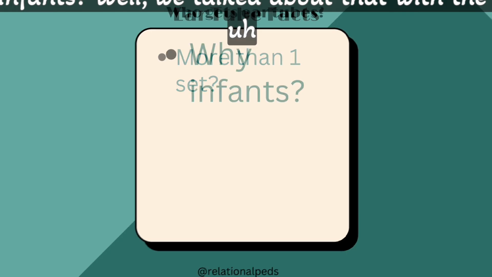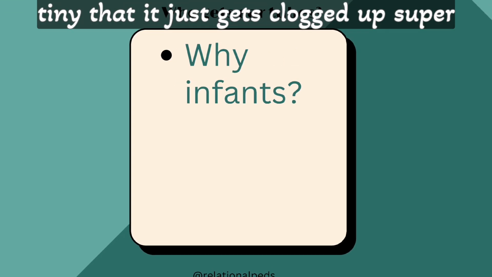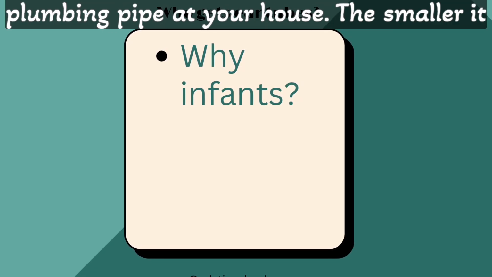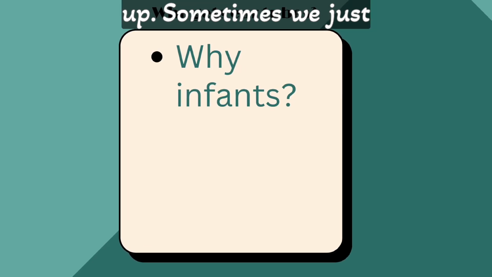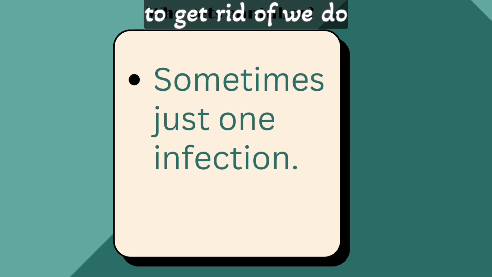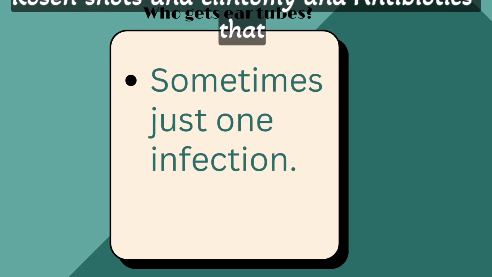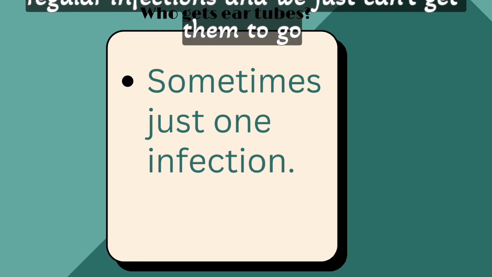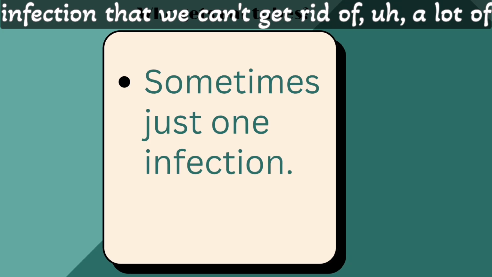Why infants? Well, we talked about that with the eustachian tube dysfunction. It is so tiny that it just gets clogged up super easily, just like a plumbing pipe at your house. The smaller it is, the more likely it is to get clogged up. Sometimes we just have a child that has one infection that we cannot seem to get rid of. We do multiple rounds of antibiotics. We even do Rocephin shots and clindamycin, antibiotics that we don't typically use on an everyday basis for regular infections, and we just can't get them to go away. So sometimes it is just one bad infection that we can't get rid of.